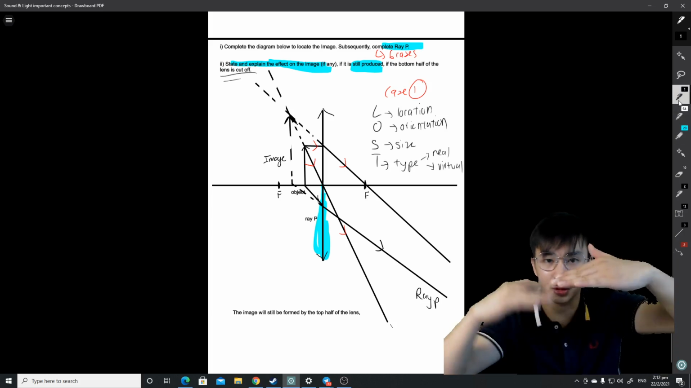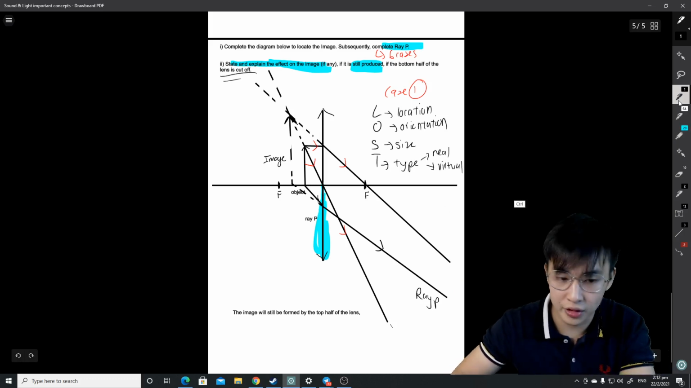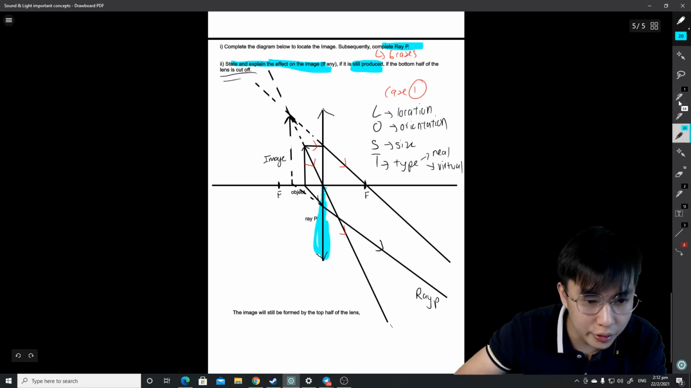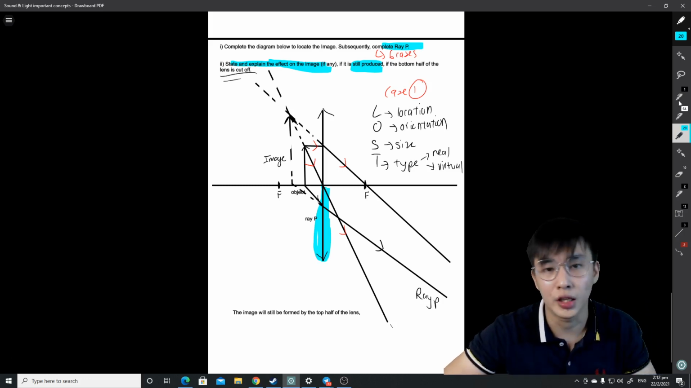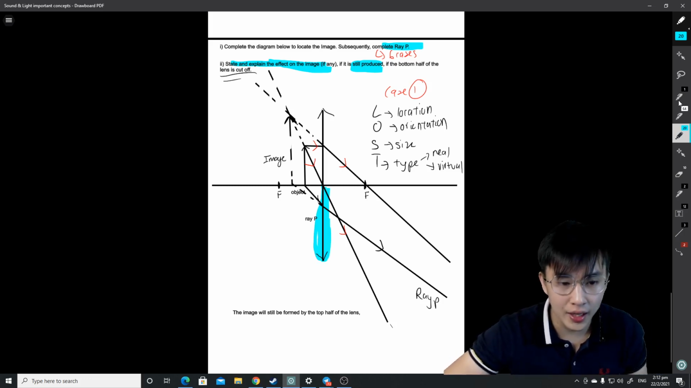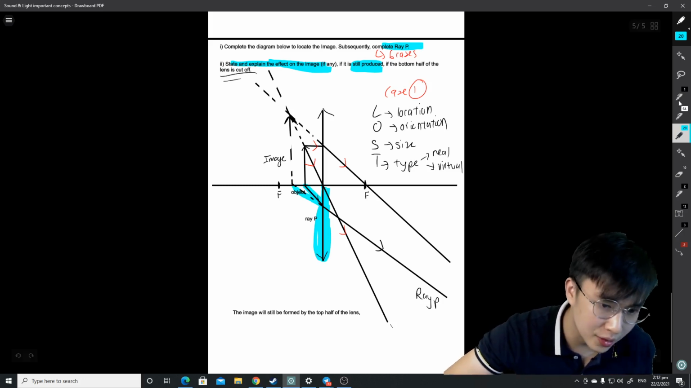So if I cut off the bottom half, which is here, which is what I've just highlighted, all the light rays going to the bottom half won't be refracted back to the image. Okay, they won't be refracted back. So for example, you see this, it won't form already. It won't be refracted back already.